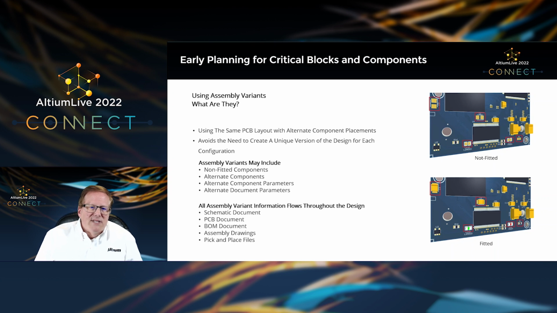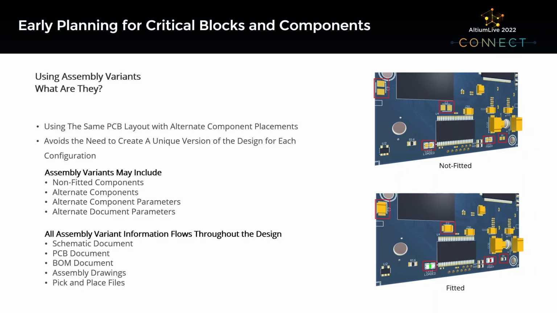So assembly variants can include non-fitted components. They can include alternate components, alternate component parameters, and alternate document parameters. And assembly variant information, as we'll see in the demonstration, flows through everything. When you make a change to a variant definition, that's going to affect your bill of materials, your BOM, or excuse me, your PCB, any type of assembly drawings, etc.